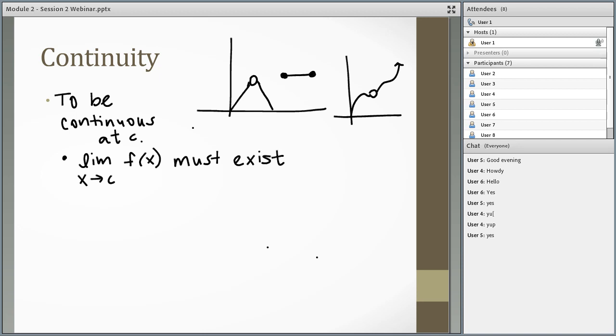So we had a few in the last webinar where we had an answer of does not exist. So that's one of the criteria. To be continuous, all of these criteria have to be met. Another part of this is that f of c. So if I just plug in c into the function, it also must exist.